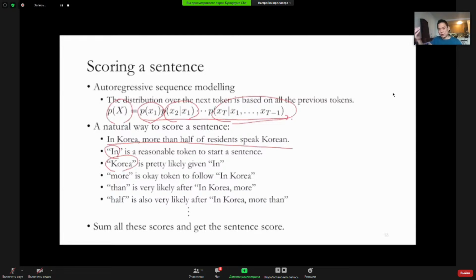Korea is a country, and then it also refers to some place. And then how likely is it to see more following in Korea? Maybe not too high, but still compared to many other options, this is reasonably okay. And then what is the chance that we're going to see then after in Korea more? Very high, right? And then we're going to simply multiply all these likelihoods or the probabilities or sum all the log probabilities. And then that's going to tell us how likely this entire sentence is. Makes sense, right?